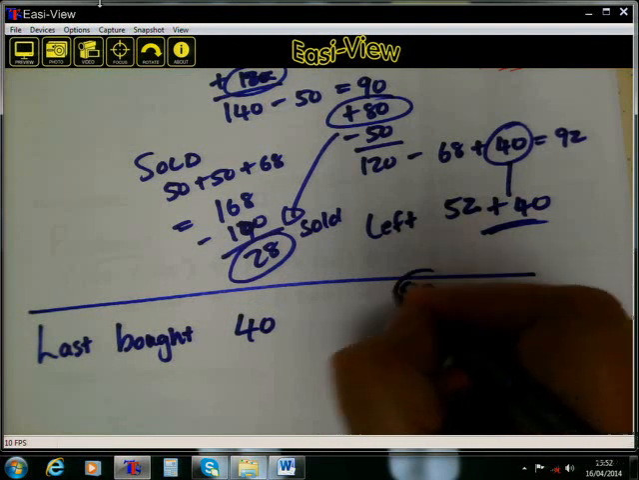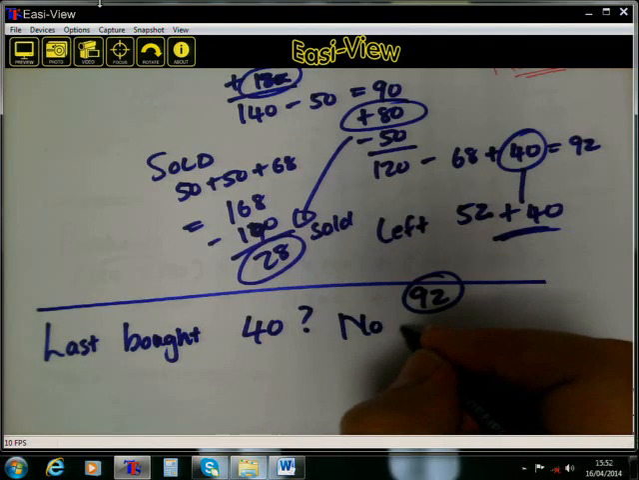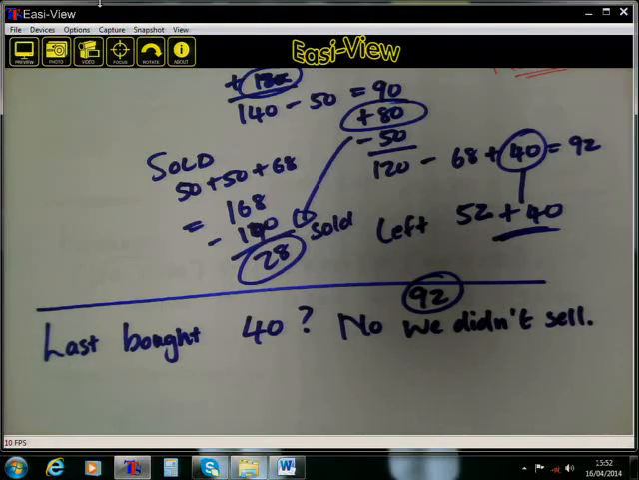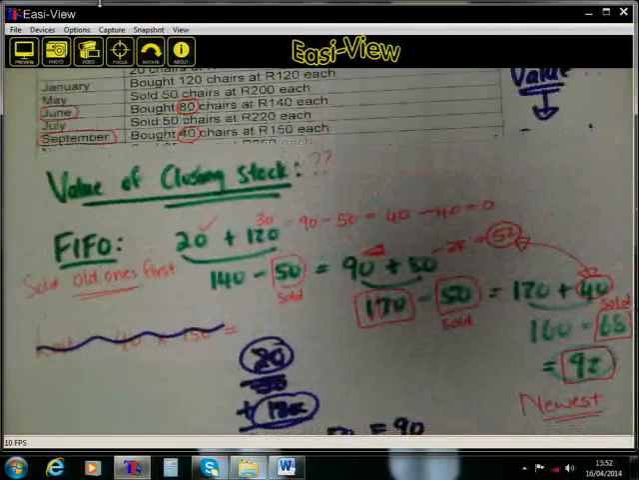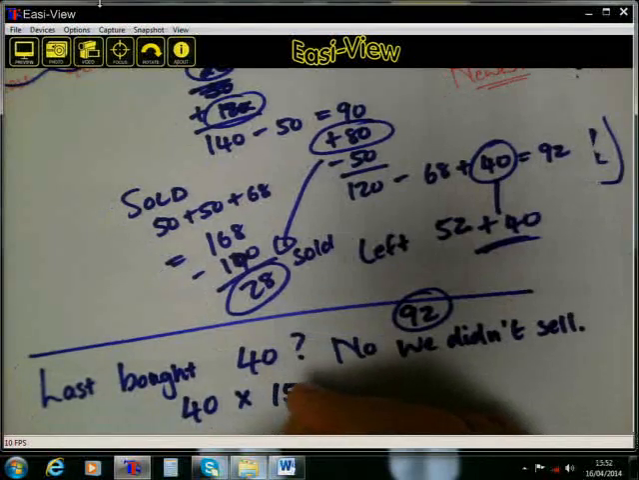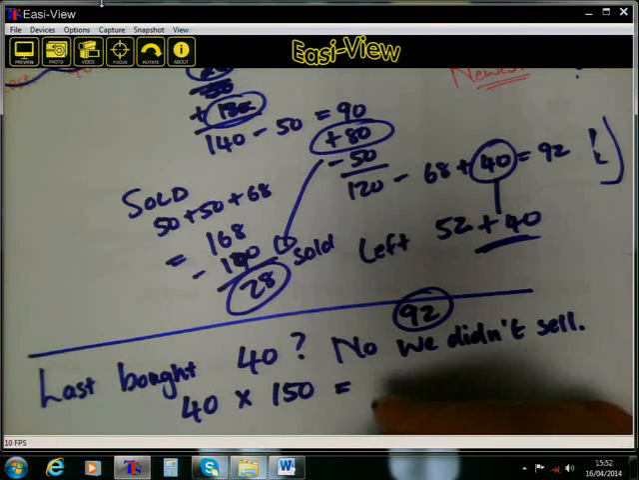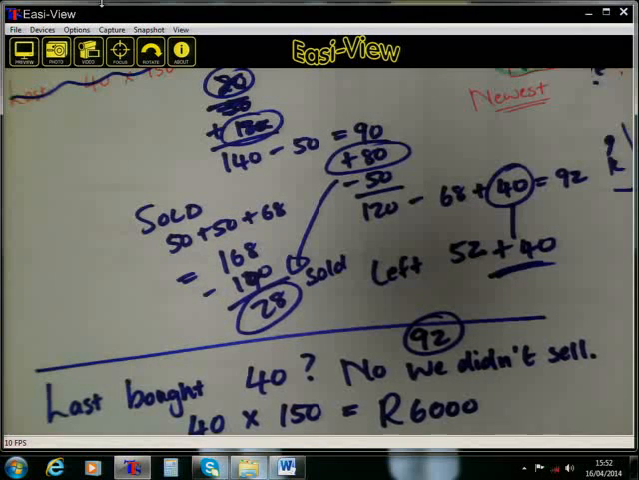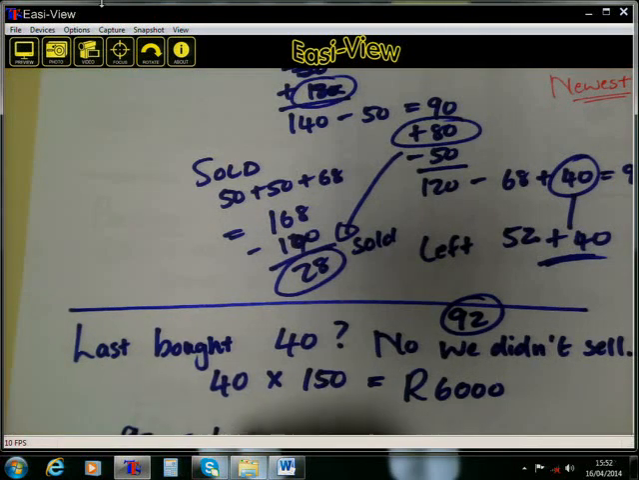How many is left? 92. Did we sell that 40? No. We didn't sell this 40. So we've got 40 times 150 rand, and that gives you 6,000 rand. Okay, but we don't only have 40, we've got 92. So 92 minus 40 gives you 52.